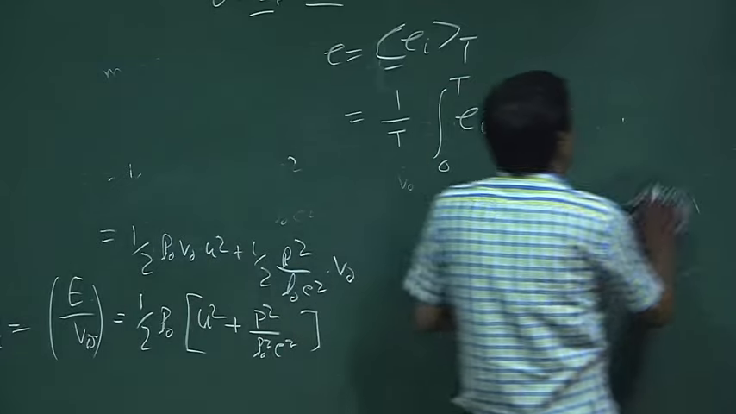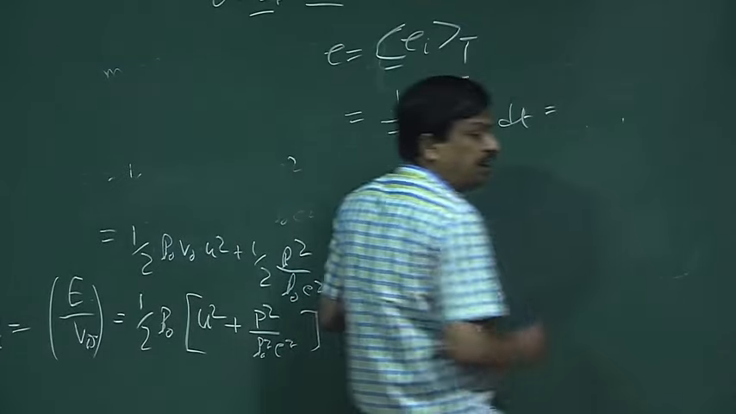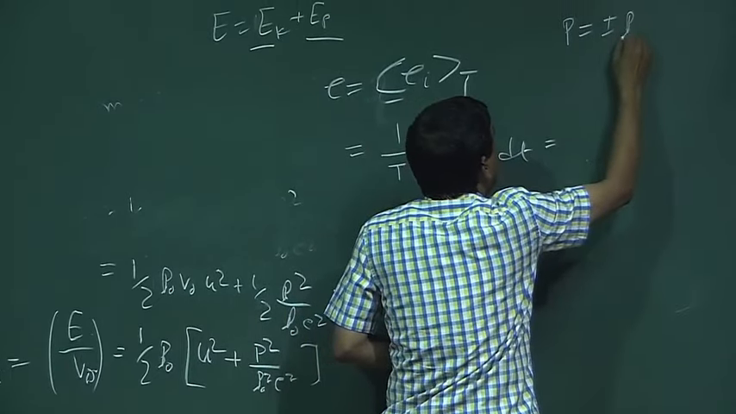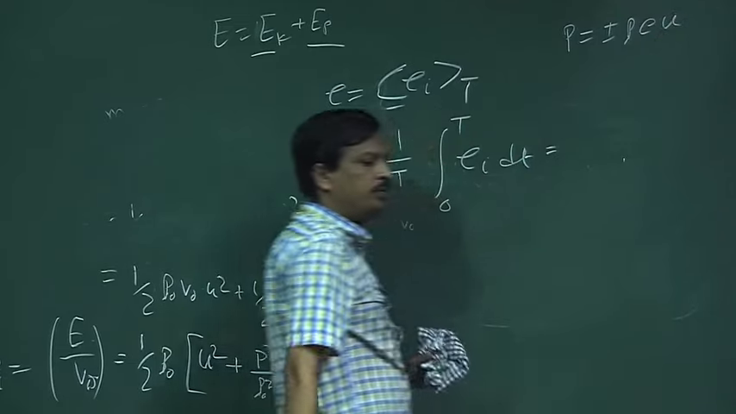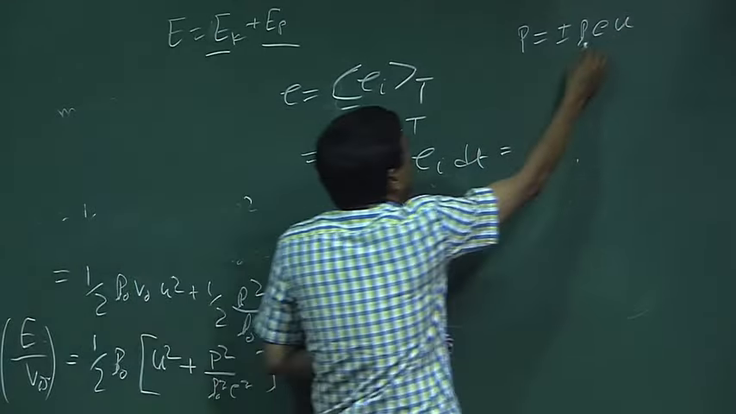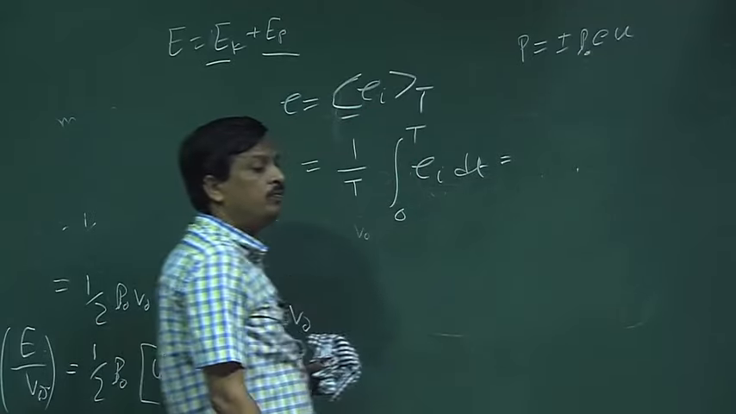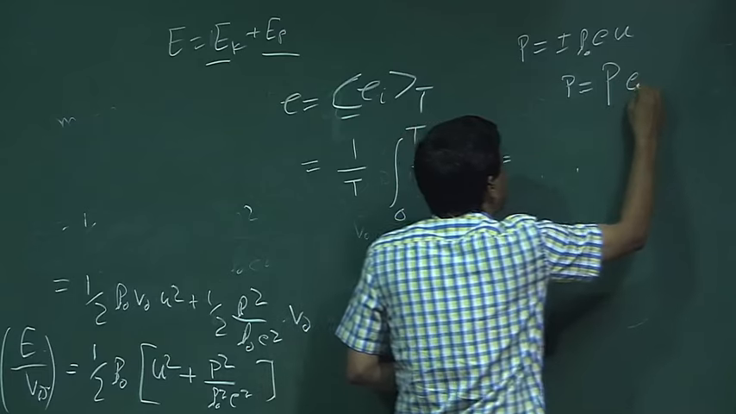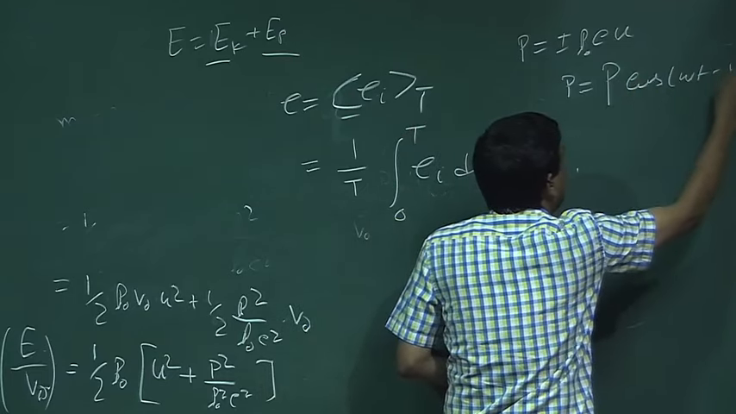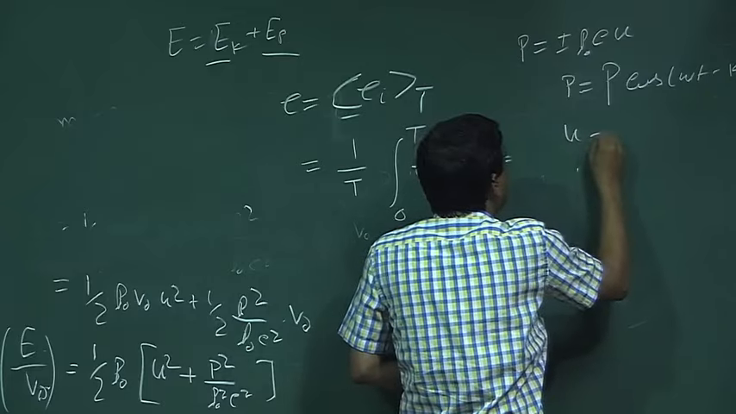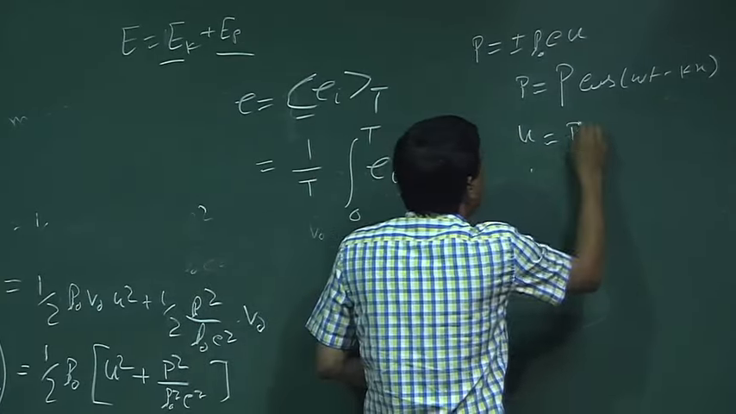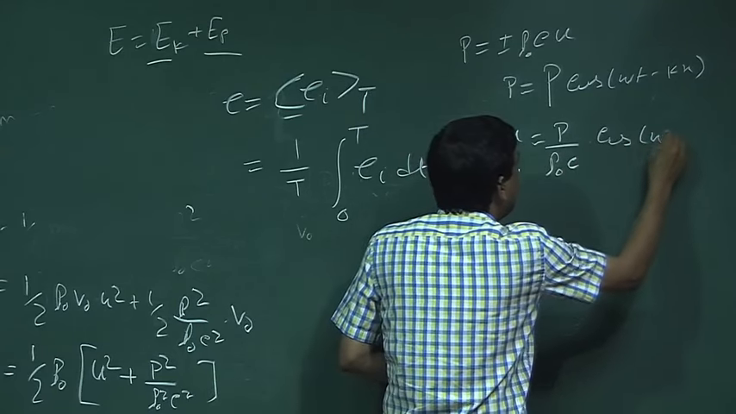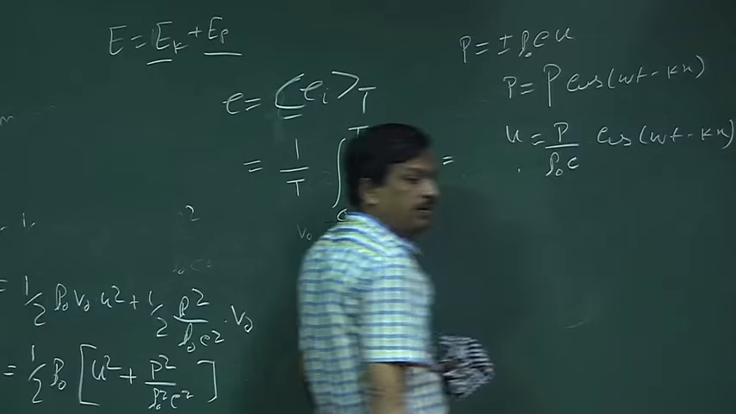Now, take some consideration. What is the relation between u and p? You know p is nothing but plus minus rho 0 c into u. Pressure is nothing but plus minus rho 0 c into u. Okay. Now, if I say the pressure equation p is nothing but pressure amplitude P cos of omega t minus k x, then what is u? It is nothing but pressure amplitude P by rho 0 c cos of omega t minus k x.